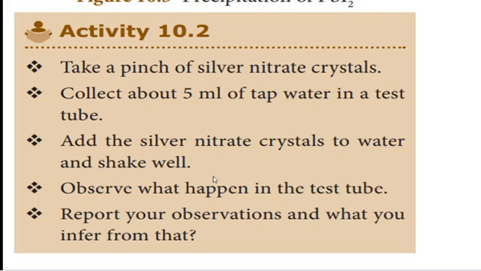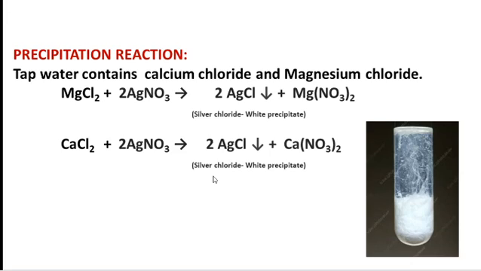What is the reaction? Tap water contains magnesium chloride and calcium chloride. This is an example of a precipitation reaction. This is the chemical reaction of Activity 10.2.